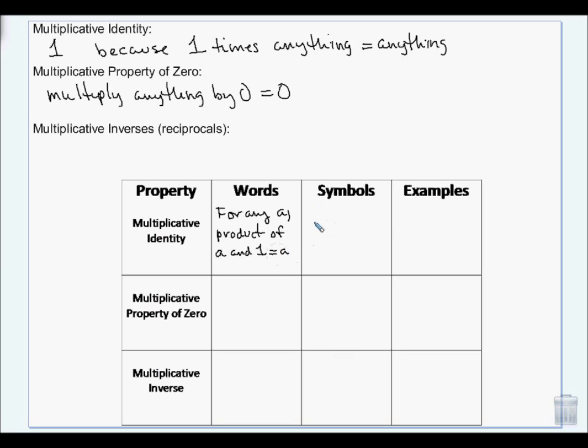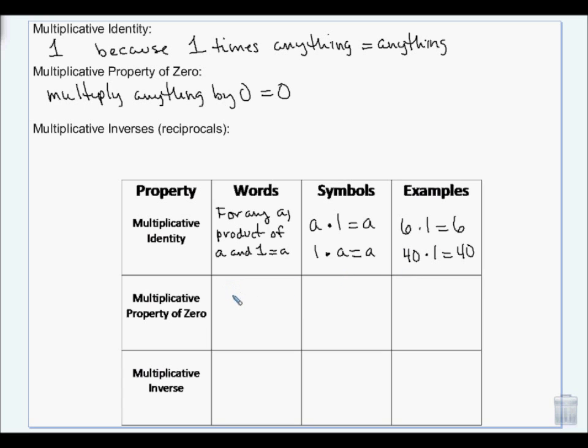Basically, A times 1 is A, or 1 times A is A. It doesn't matter what order. So 6 times 1 is 6. 40 times 1 is 40. It doesn't matter what I pick. Anything times 1 is itself.